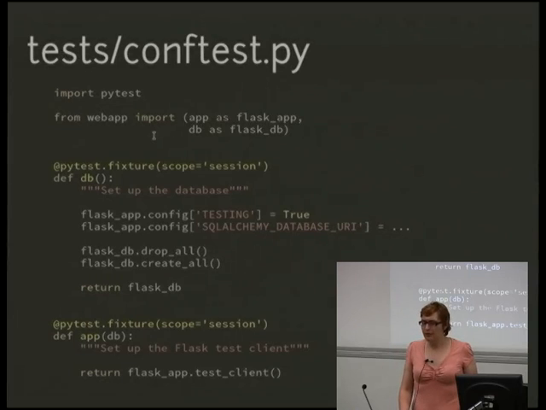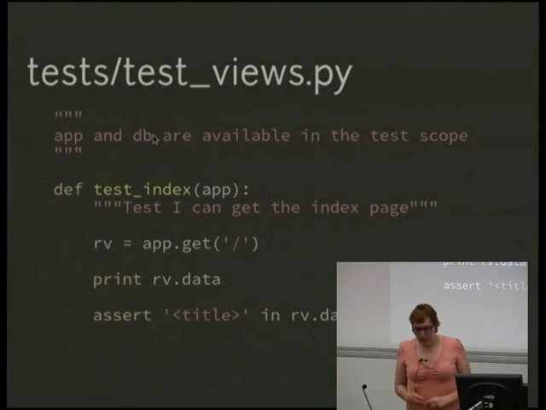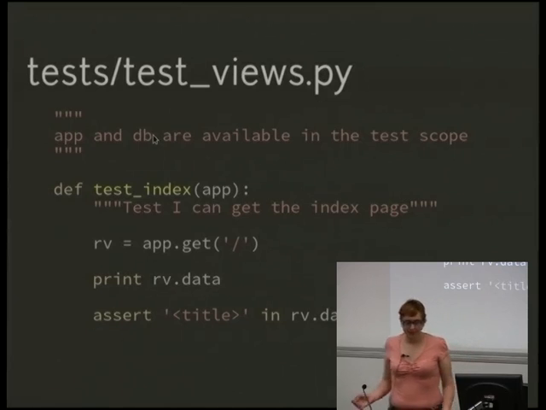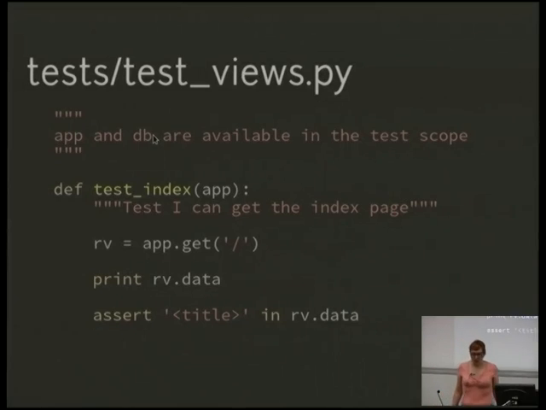I think I've stressed that point sufficiently. Test on the real thing. We can then do a test of our view. So this one's pretty low tech. We just go and get the /URL, and we check that it has a title.